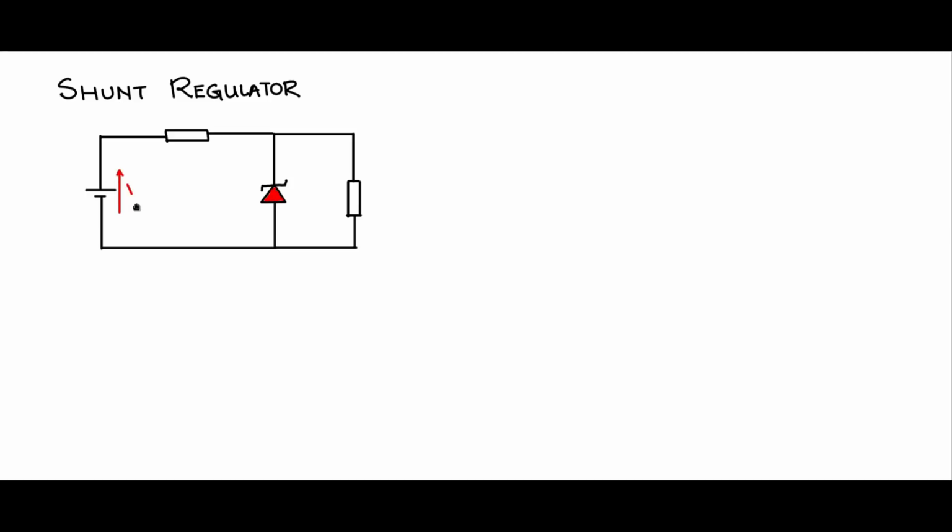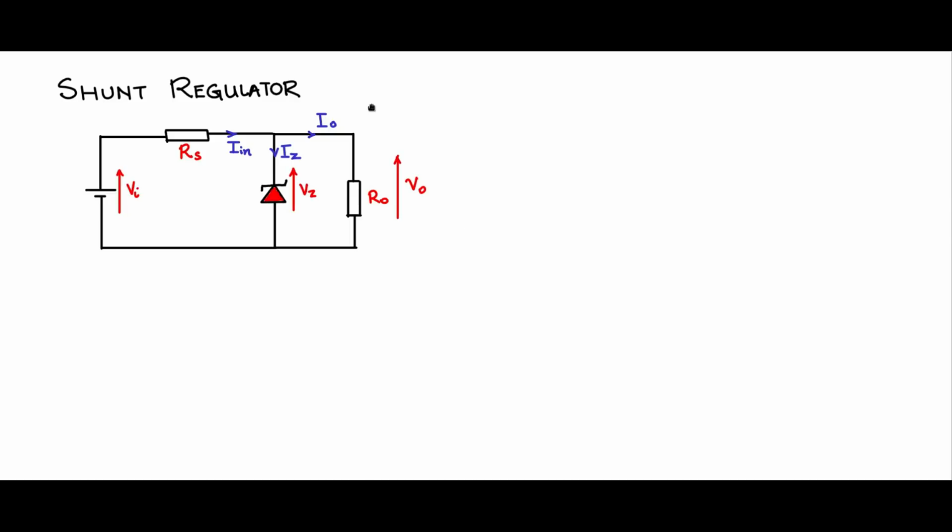This is Vi, the unregulated Vi. We'll call this Rs. This is Vz, and this is the load resistance R0, and you have V0, and V0 is equal to Vz. So if I name this as Is or In, and this is Iz and I0, these are the various parameters in a shunt regulator.